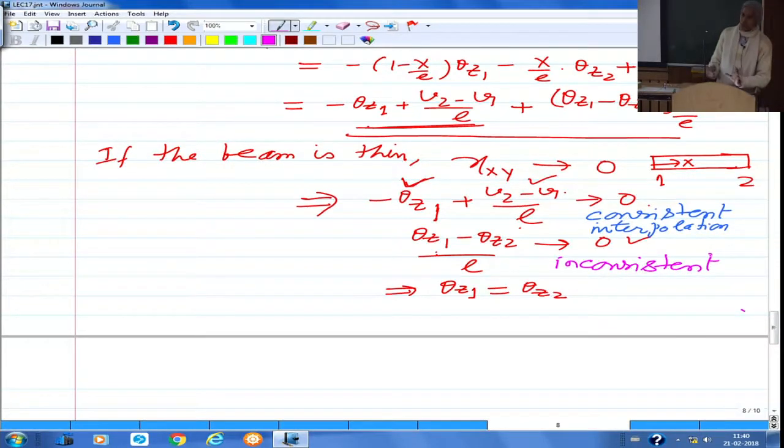Consistent means it involves both the variables v and theta z, which in a thin beam, dv by dx should be equal to theta z. And this equation is giving you that in some way. So we call it consistent, whereas this is only giving the condition on theta z. So we call it an inconsistent constraint.